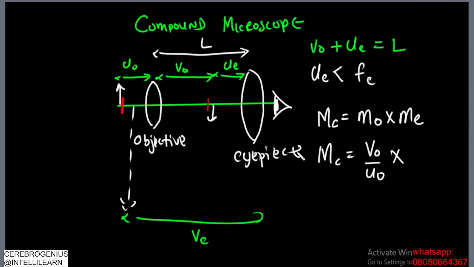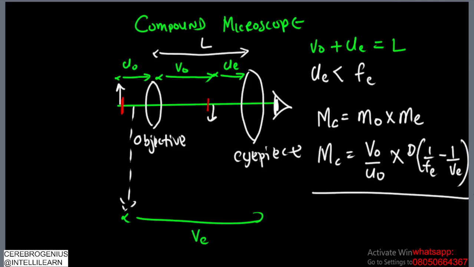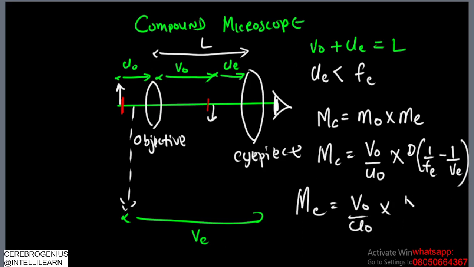Now the eyepiece is functioning as a what? As a simple microscope. So that means that we use the magnification of a simple microscope for it, which is d over f of eyepiece, minus 1 over distance of image, right? So that is ve. So this is the formula that we are going to use to get the magnification of our compound microscope. Another way you can write this formula is vo over uo. Don't forget that this formula we already proved in the previous video, that it is also d over ue.